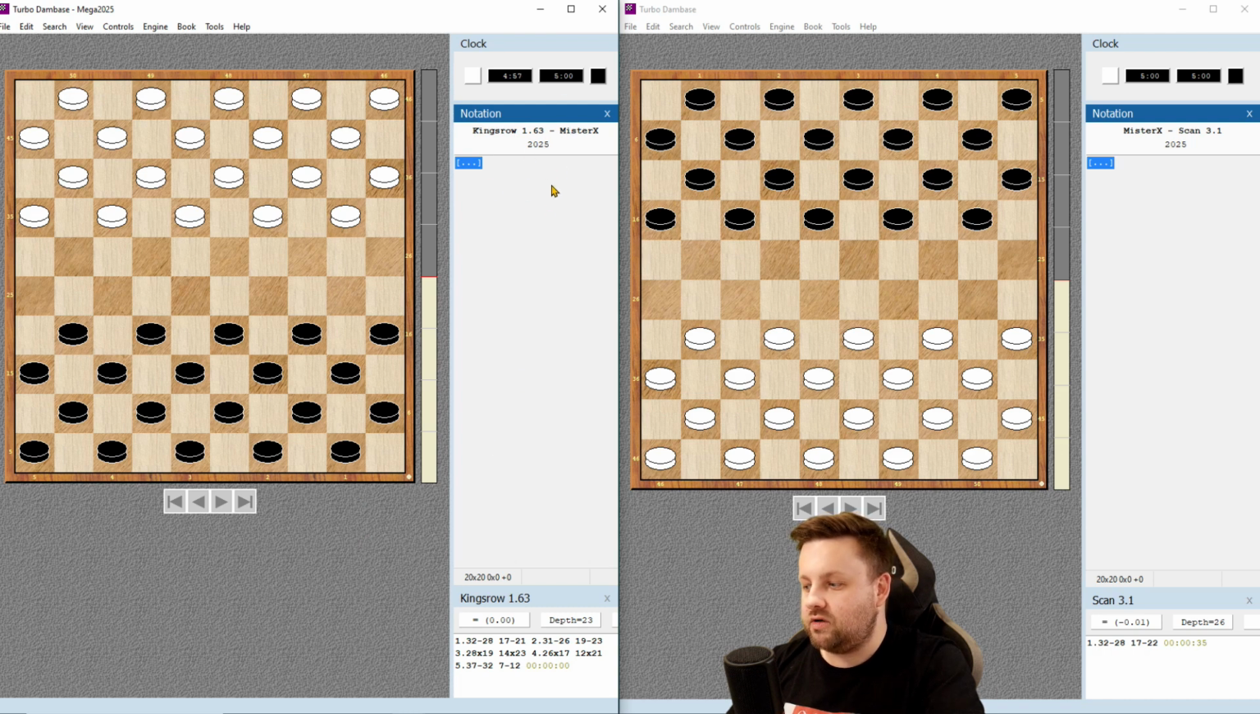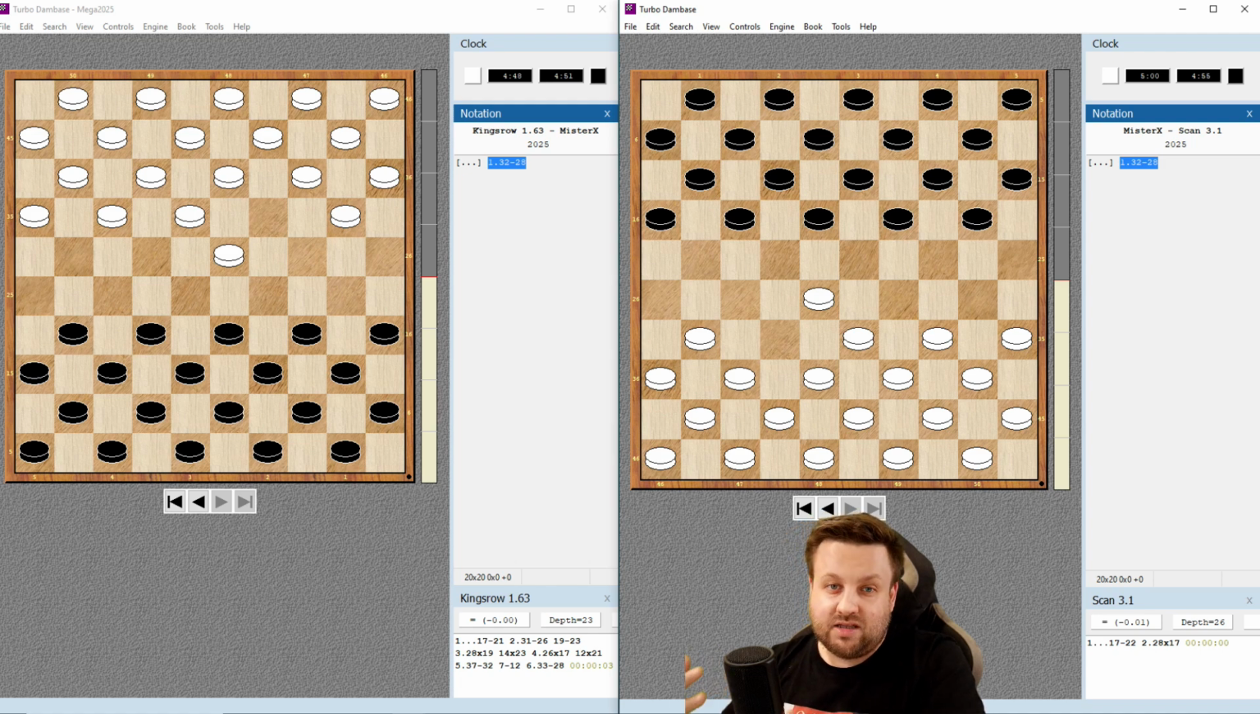Now you can see that the order is different. KingsRow is playing white pieces, and here in the other window Scan is playing black pieces. So I will just replicate the moves made by one engine in the window of the other one, 32-28, and move after move we'll be able to follow the indication about the position, what computer engines think, if we can say that, about this position. And the question is if they will be judging it similarly or not, because I'm really curious about that.